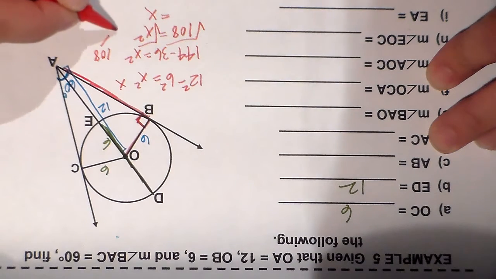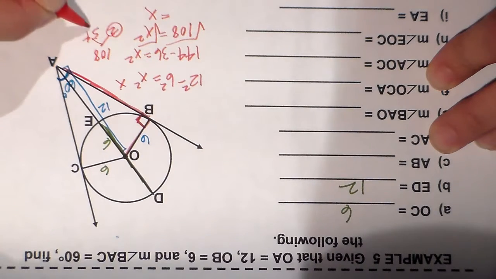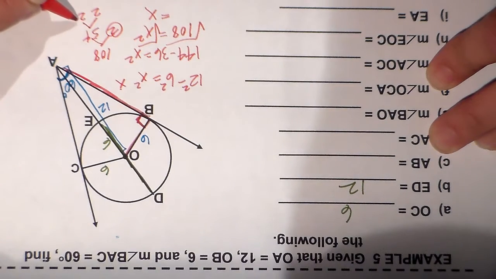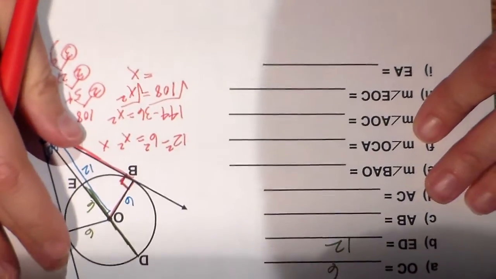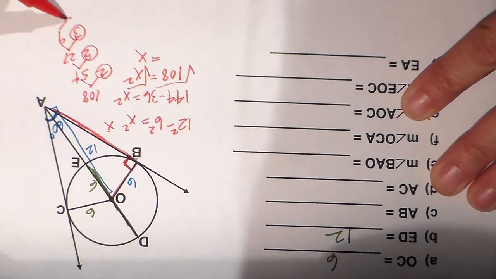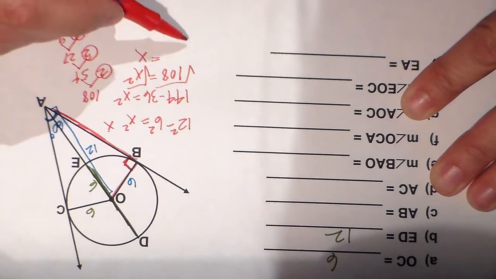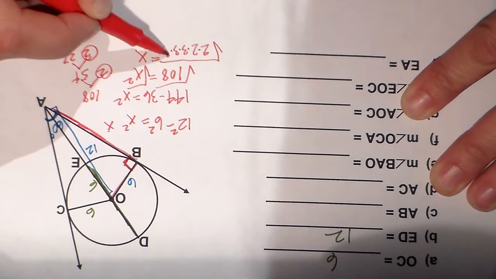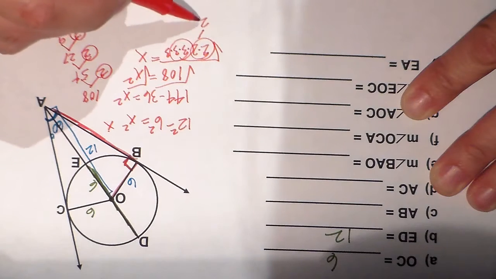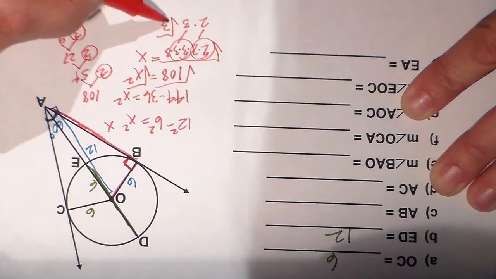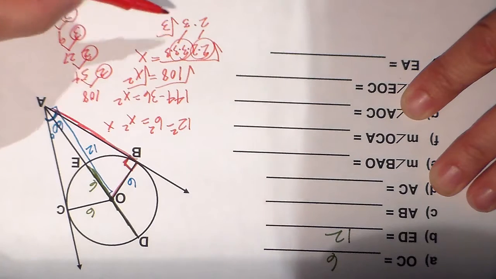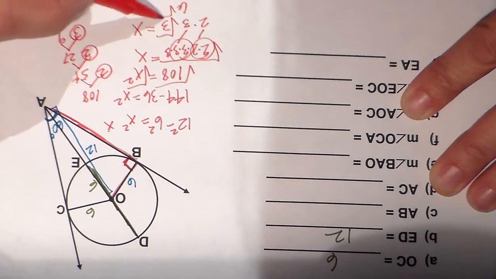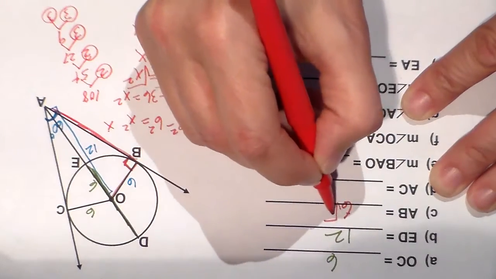So 108, if I factor it, is 2 times 54. 54 is 2 times 27. 27 is 3 times 9. And 9 is 3 times 3. So let's look for the pairs. So I have two 2s and three 3s. Pair, pair. For every pair, one comes out. And what's left underneath? The 3. So 2 times 3 is 6. So 6 square roots of 3. So AB is 6 square roots of 3.